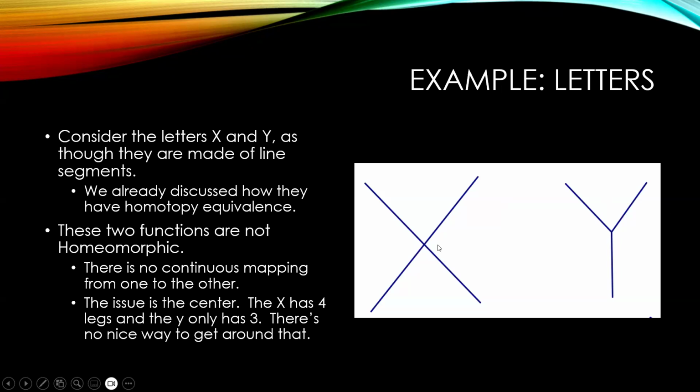And the real issue is going to be at this crossing. We can map any of the legs to any of the legs over here, but at this particular point where we have four legs coming together, there's no way that we can map four legs coming to a single point to a place where three legs are coming together. And that's the key difference between homotopy and homeomorphisms.